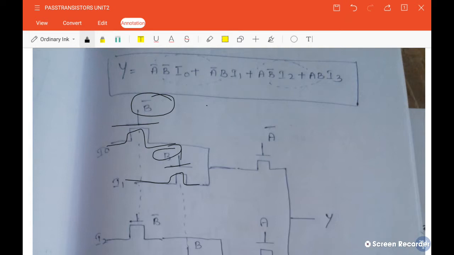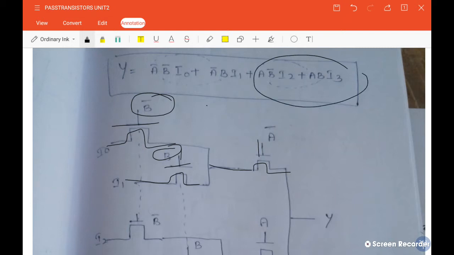So now you can see I0 B bar is one function and I1 B is another function. The common function is A bar. So you just connect a common A bar NMOS in series. So two NMOSes with I0 and I1 inputs, and this function is commonly connected with A bar. Similarly, you implement the next two functions here.